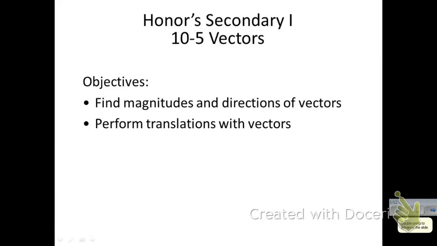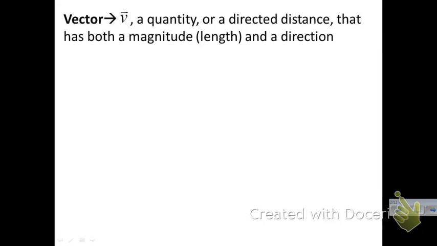Okay, today in class we discussed vectors, and we will determine how to find the magnitude and the direction of the vectors, and then we'll perform translations with vectors. Okay, a vector, and to write that just a little bit bigger, it has a half arrow over it, and that's what it's denoted as. That's how we write it.